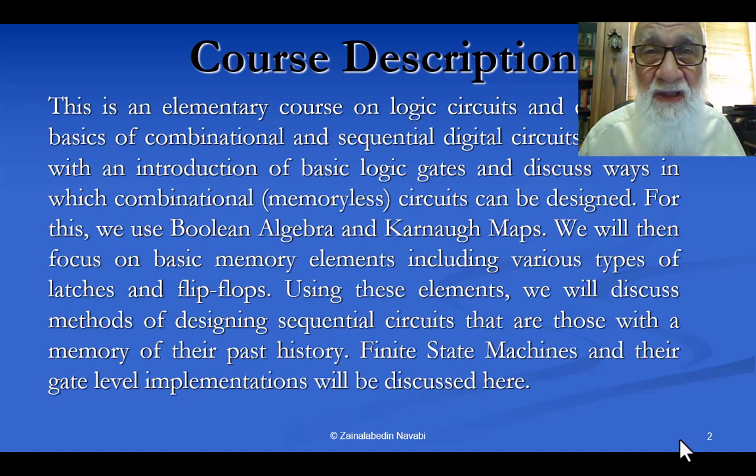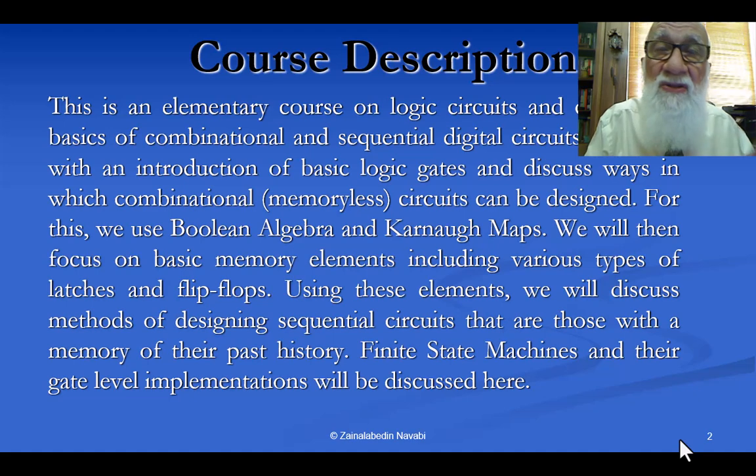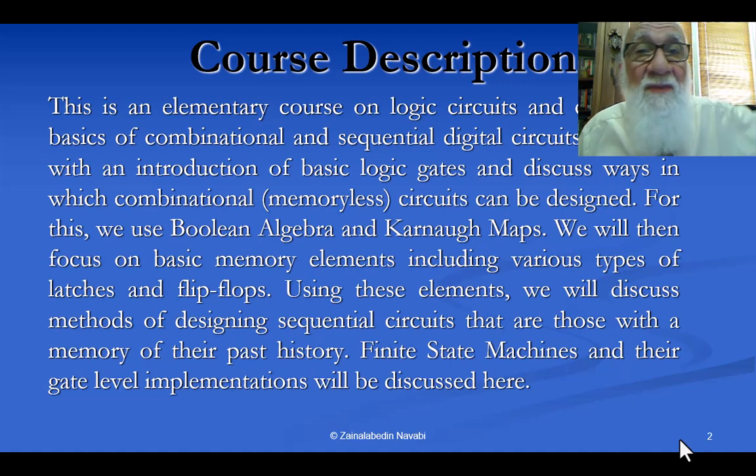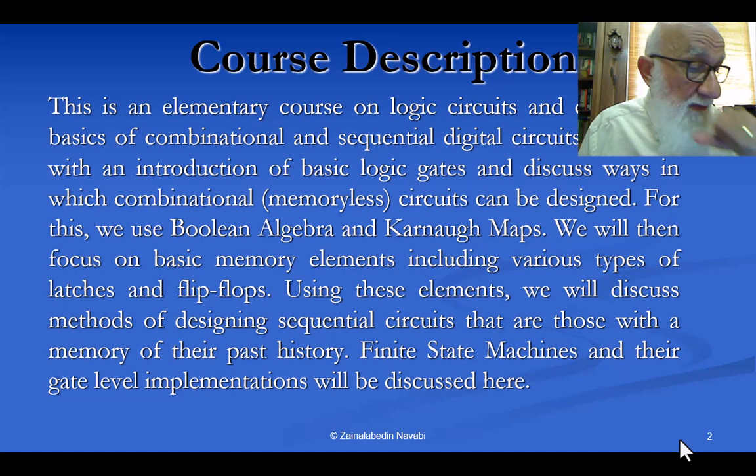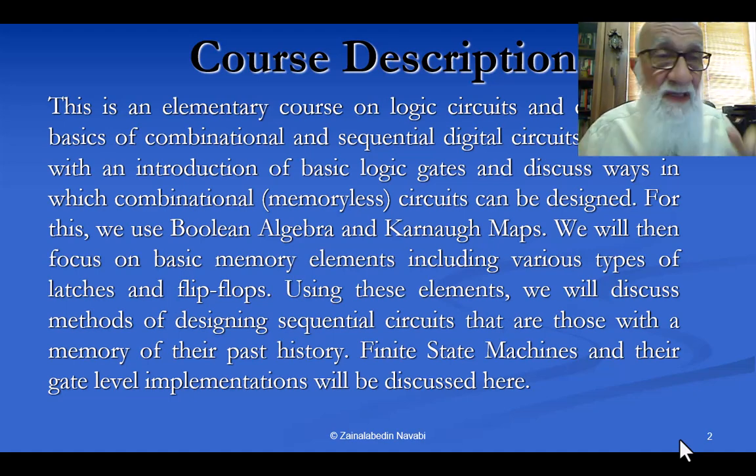This is a brief course description here where we talk about elementary gates and then talk about putting the gates together into combinational circuits, which are the circuits with no memory. And then we talk about building memory elements and then using those into building sequential circuits, that are the circuits that remember something from the past, meaning that they have memory, they have a history that they remember. And we talk about finite state machines and so on.